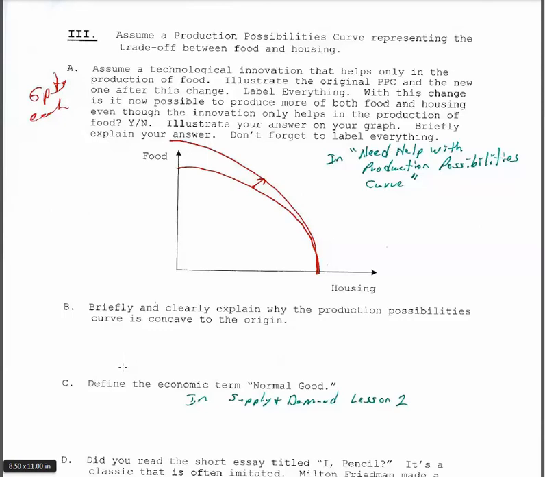Imagine we lived in a world where everyone had exactly the same skill sets, that we were all maybe clones of each other. Then in that case it wouldn't make any difference who was working on the production of food and who was working on the production of housing, and the production possibilities curve in a world like that would be much more linear. I don't want to use the word flat, but the bow in the production possibilities curve would be much less, more like a straight line.